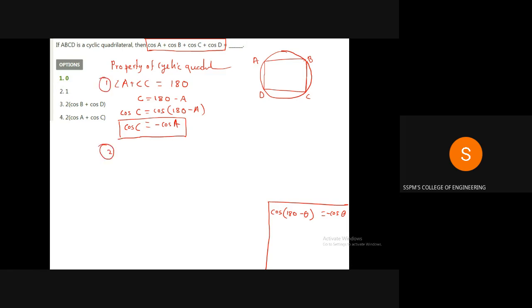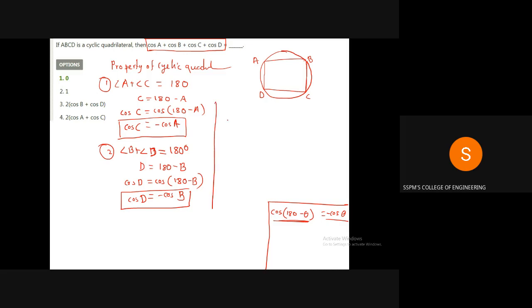What is second? Similarly, angle B plus angle D is equal to 180 degree. We can write D is equal to 180 minus B. So if we take cos on both sides, cos of D is equal to cos of 180 minus B. Again, cos of 180 minus theta is minus cos theta. That is equal to minus cos B. So cos D is equal to minus cos B.